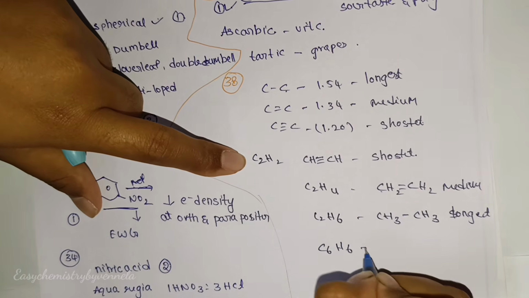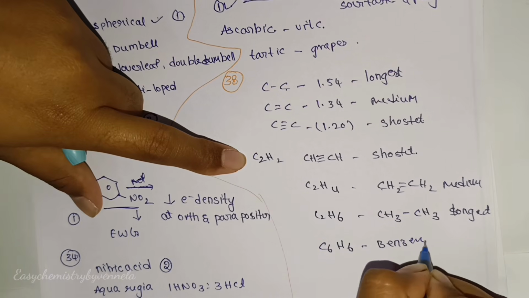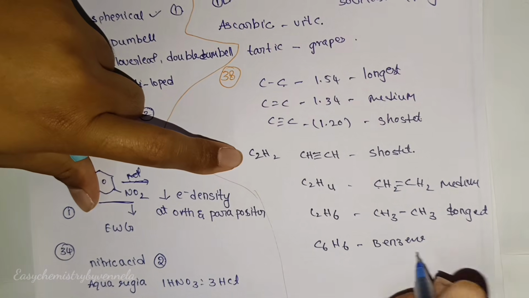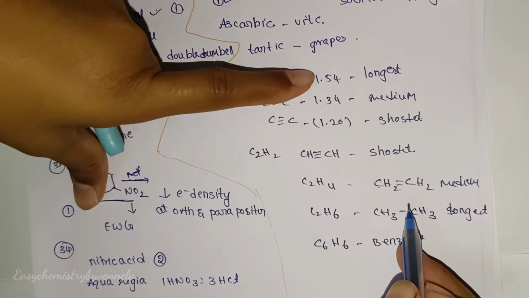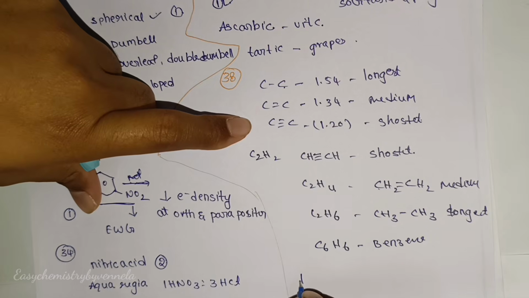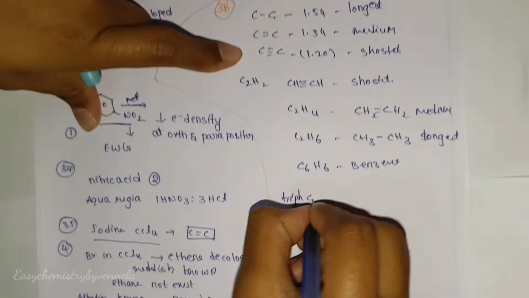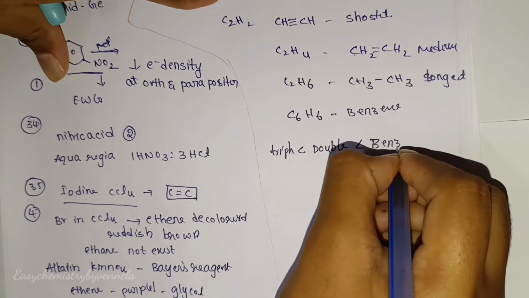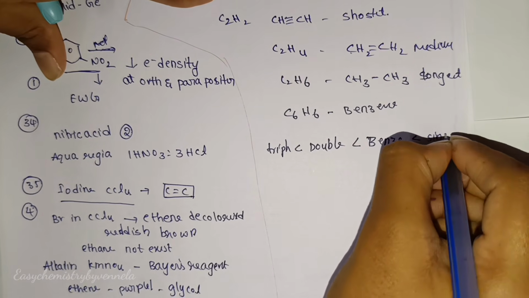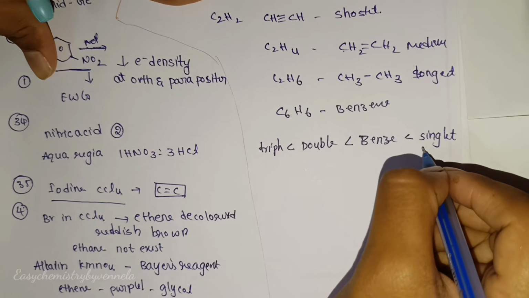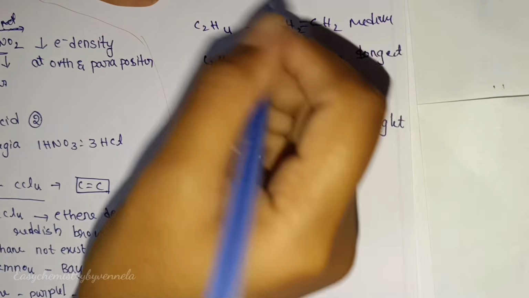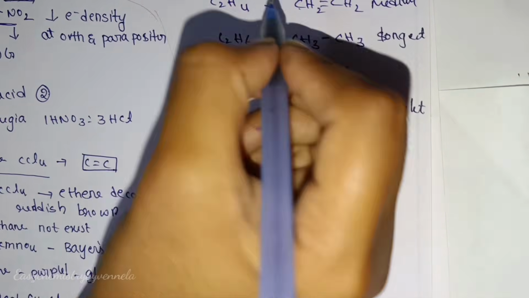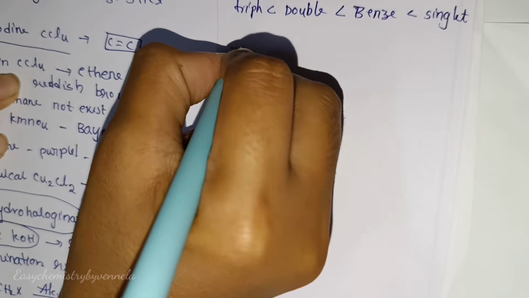Next C6H6. This is benzene. What is the bond length for benzene? This is in between single bond and double bond. So what is the order? Triple bond is less than double bond is less than benzene is less than single bond. So in this question, what is the shortest bond length? Shortest bond length is this one, alkyne, triple bond. So first option is the correct one.